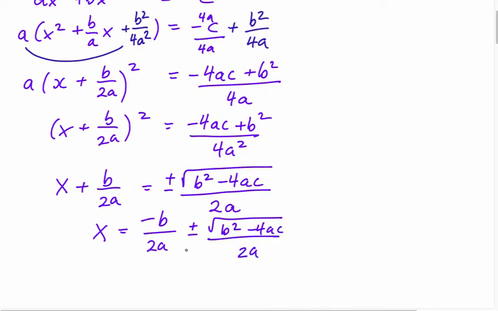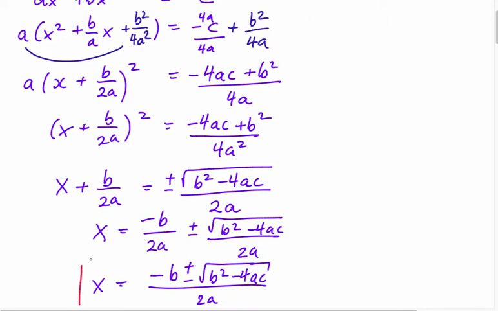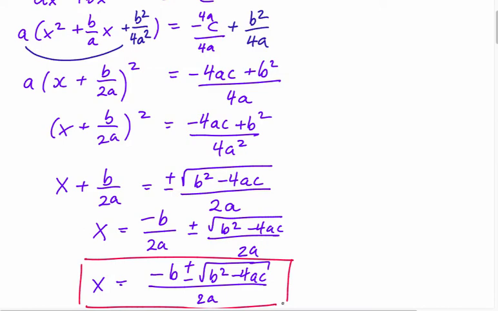Now since these have a common denominator, I can put those things together, so the denominator is 2a and the numerator is minus b plus or minus the square root of b squared minus 4ac. And this equation here is a very famous equation for finding your x values if you know your a, your b, and your c values of a quadratic that's in general form.